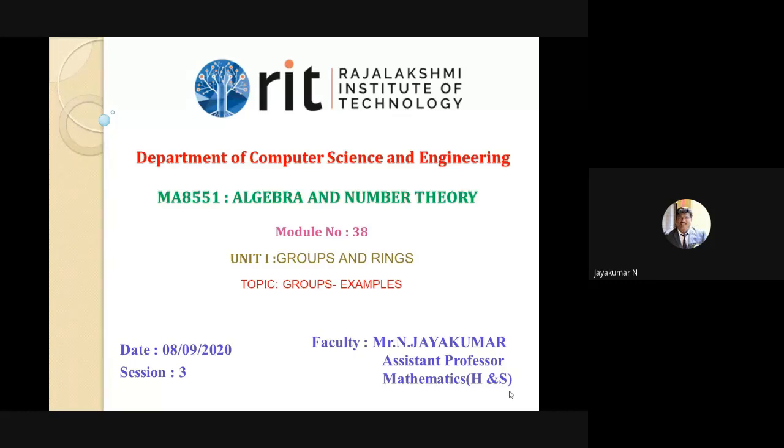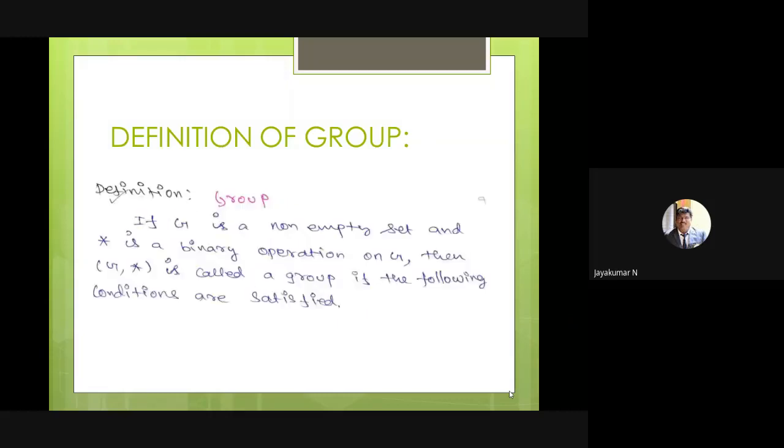In the last class, in the first class itself, we saw the definition of binary operation. Then we saw a lot of examples of binary operation for different sets. Then in the last class, we defined the definition of a group. Okay, what is the definition of a group?